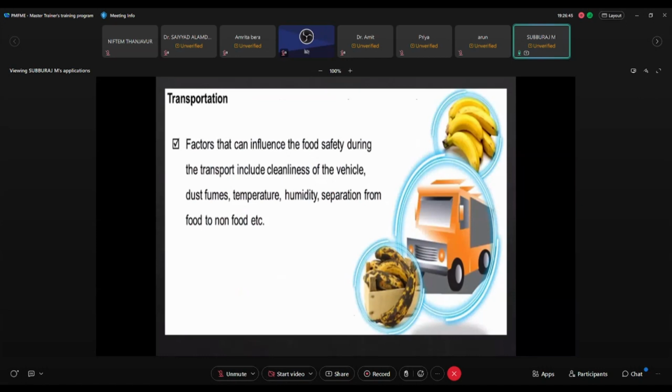The next topic is transportation. Generally, some companies have their own transportation, and some hire vehicles. If you are hiring a vehicle, the temperature inside the container should be managed appropriately. The vehicle should be very clean, and they must have an FSSAI license for transportation. It should be free from fumes, with optimal temperature and humidity.